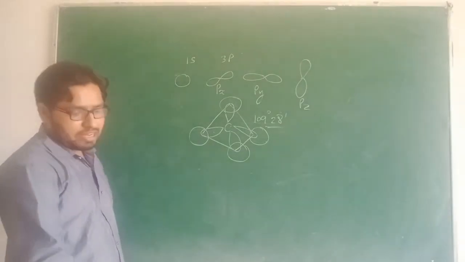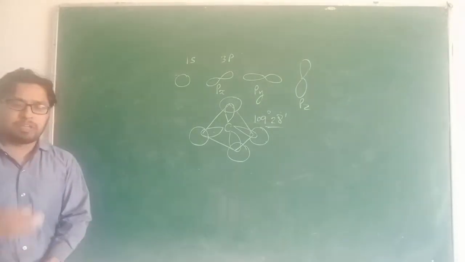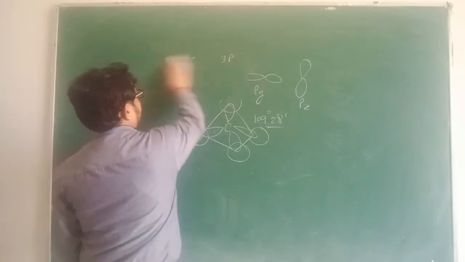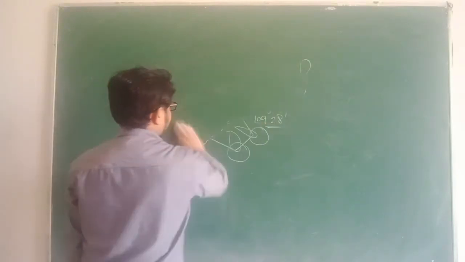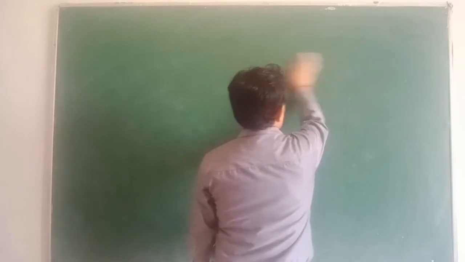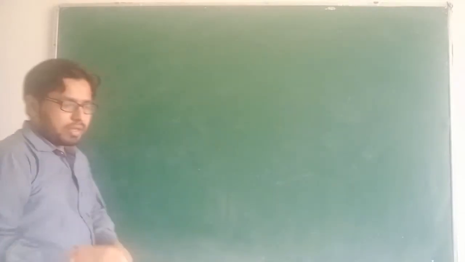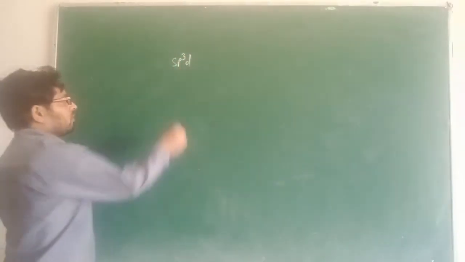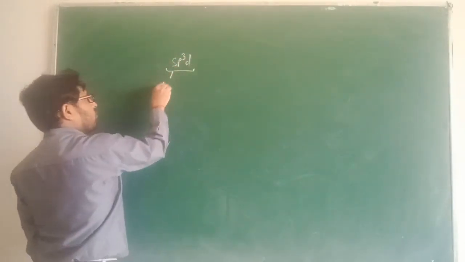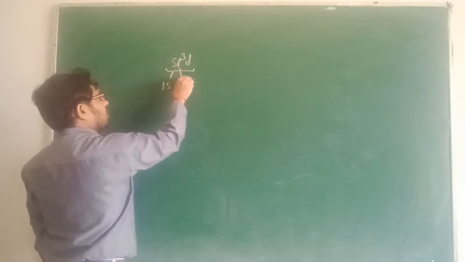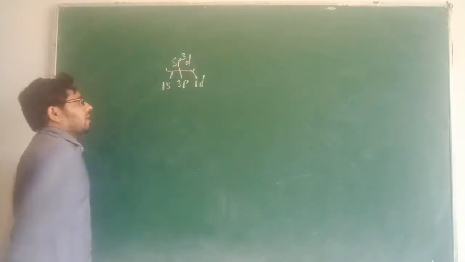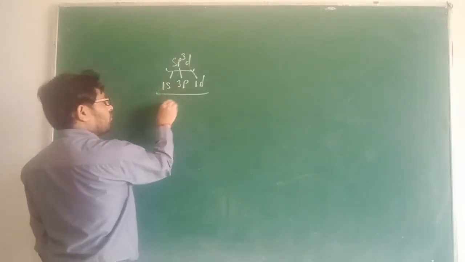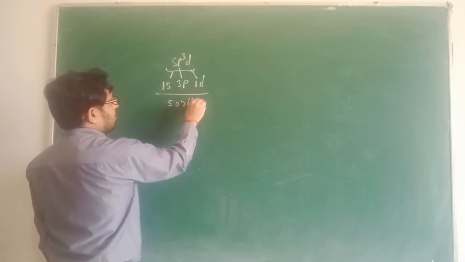After sp3 hybridization, I am moving to sp3d. How it will be there, sp3d. Please let's check about the sp3d hybridization. Here you can check that in sp3d hybridization, one s orbital, 3 p orbitals and 1 d orbital are going to participate. So total orbitals here are 1, 2, 3, 4, 5 orbitals.